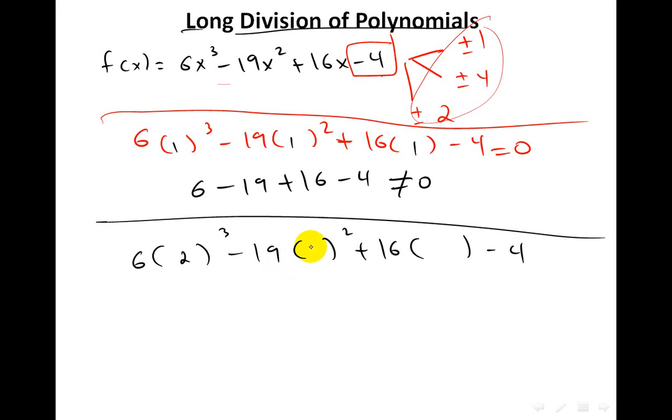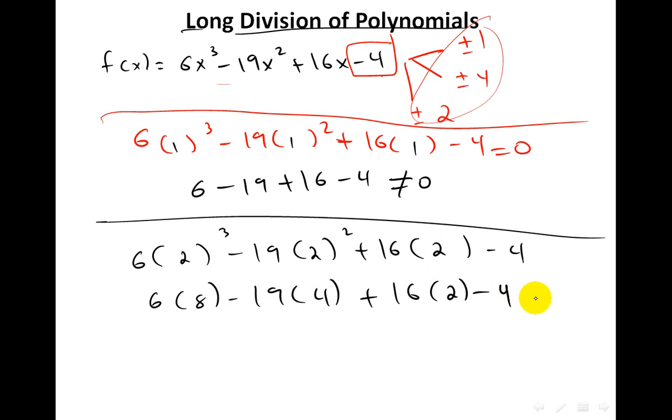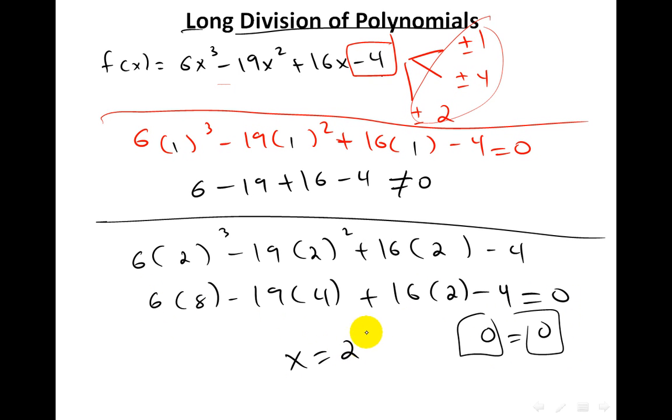Okay, let me choose 2. So it will be 6 times 8 minus 19 times 4 plus 16 times 2 minus 4, and this is supposed to be 0. So let me check with the calculator. Okay, good. Once I multiply, then add, the sum equals 0. So the right factor is x equals what? x equals 2.